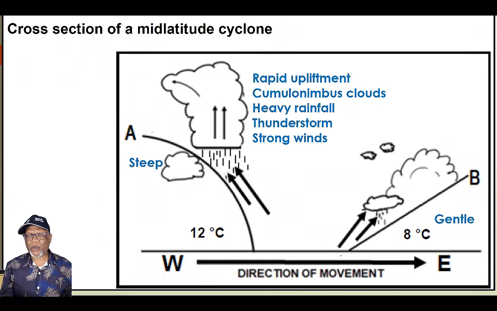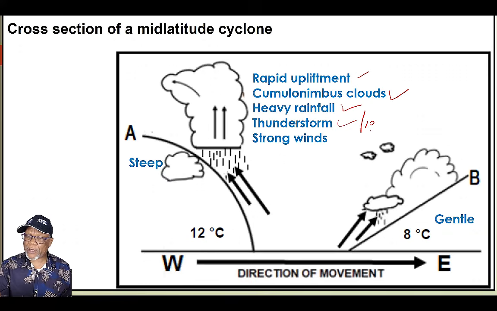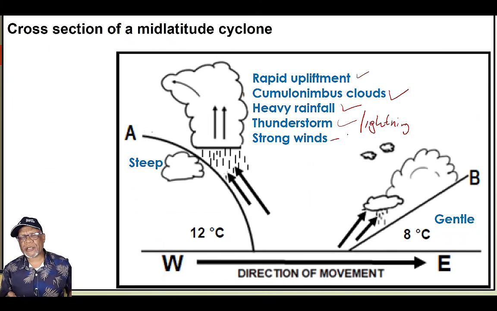And then because of the steeper gradient, there's going to be a rapid upliftment of air. And then because of rapid upliftment of air, we're going to get cumulonimbus clouds, and we're going to have heavy rainfall, and we're going to have thunderstorms plus lightning. So this is what you will get. And also, as characteristics, you'll get strong winds.